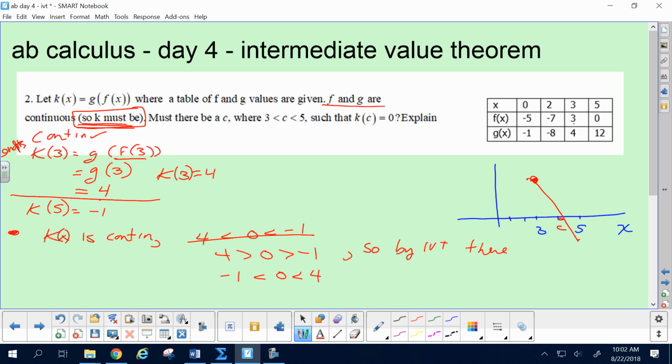The betweenness is satisfied. So, by IVT, what else? There is a C where? In 3 to 5, or between 3 and 5, you could say it in words, between 3 and 5. You could say there's a C where C is, I mean, you could actually basically just regurgitate that, such that, or where, what? K at that point equals 0. Okay. That's really as yuck as they're going to get.